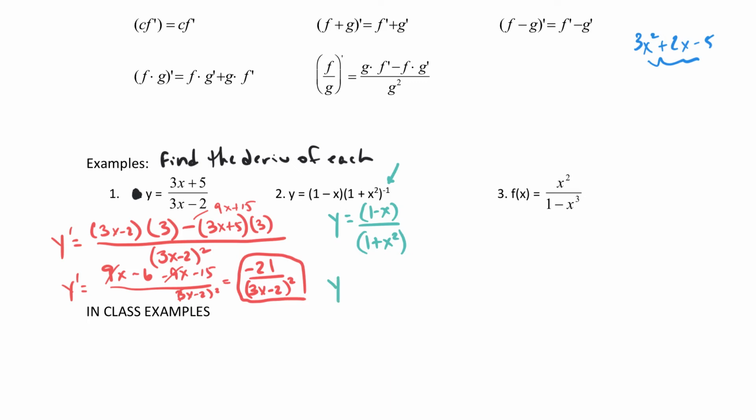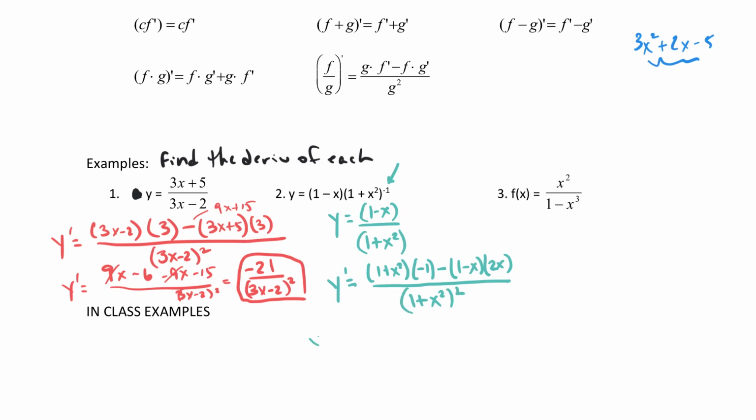This will become y prime becomes the bottom, 1 plus x squared, times the derivative of the top, which will be -1, minus the top, 1 minus x, times the derivative of the bottom, which will be 2x, over this bottom, 1 plus x squared.